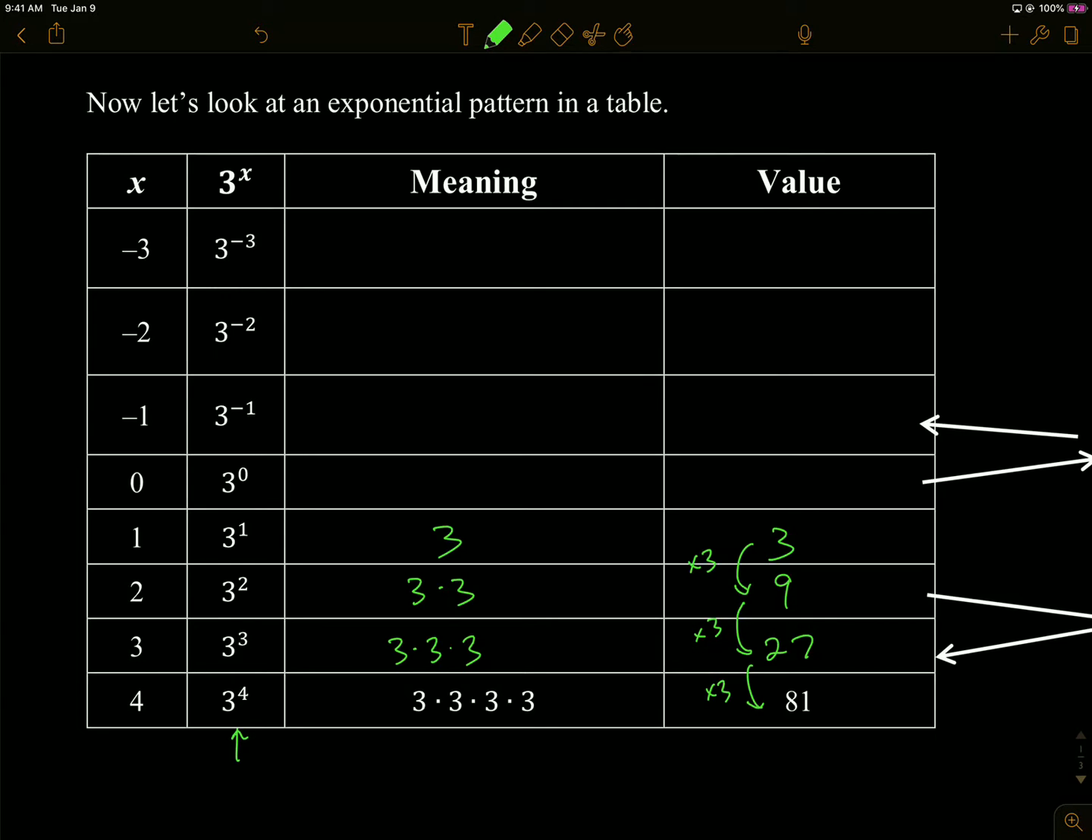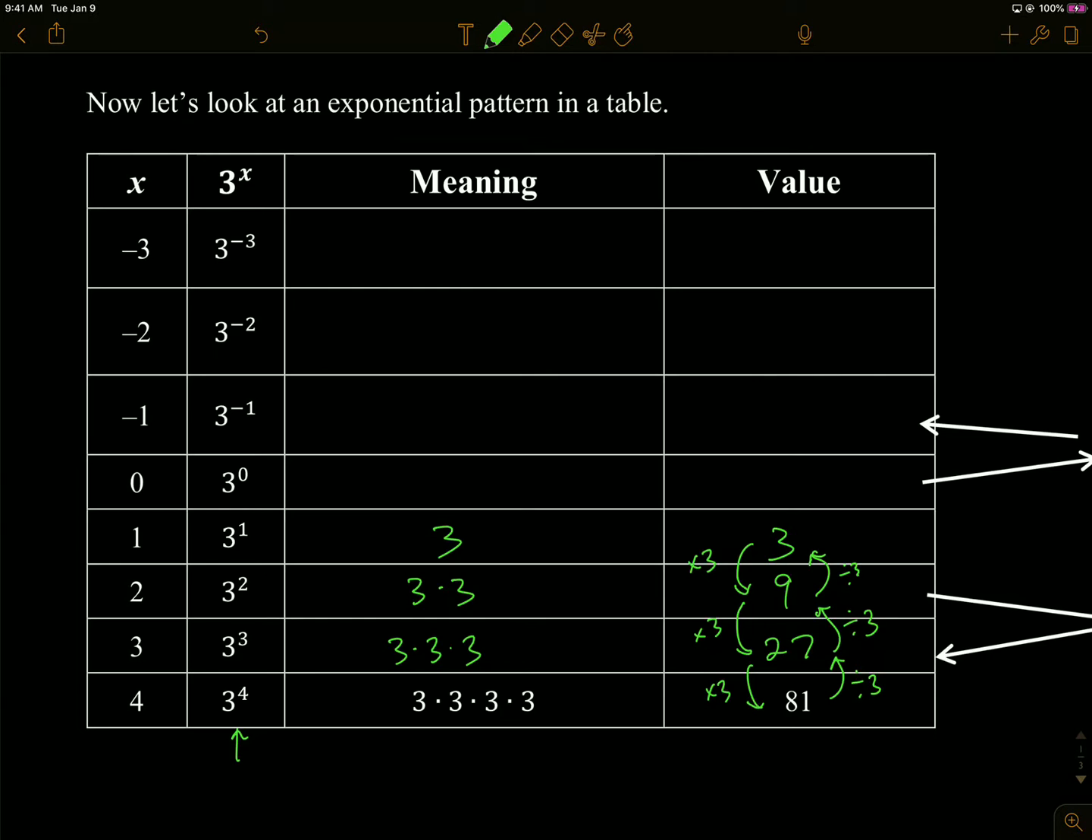So now we don't know what 3 to the 0 means, and we're going to learn rules for these negative exponents and 0. We already know what it means for the positive exponents. So we're going to continue this pattern on the right side of the table, and that'll tell us what this means. We're going to kind of work backwards now. So if I'm multiplying by 3 to go up the table, I'm dividing by 3 to move down the table.